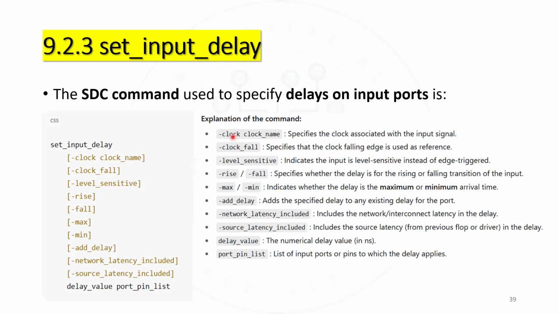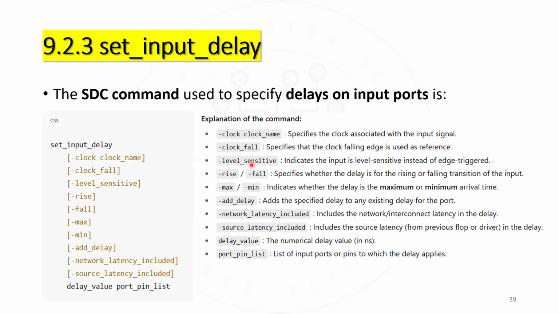If you see the detailed explanation, -clock is one of the switches followed by the clock name. So it specifies the clock associated with the input signal. And next, -clock_fall. Suppose the clock is coming from some block which is present outside our block and it is triggered by the negative edge, then you can go for clock fall. By default it will be positive edge triggered only, and if it is negative edge triggered, then you have to use the switch called -clock_fall.